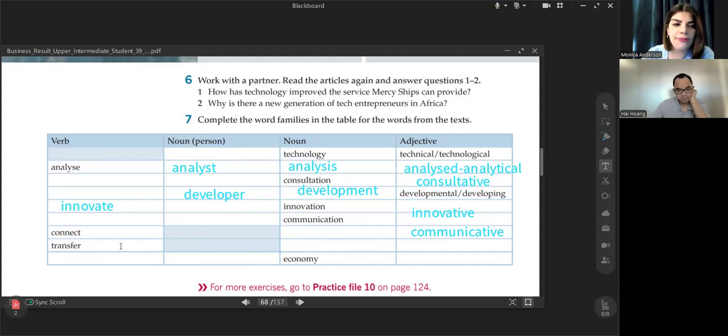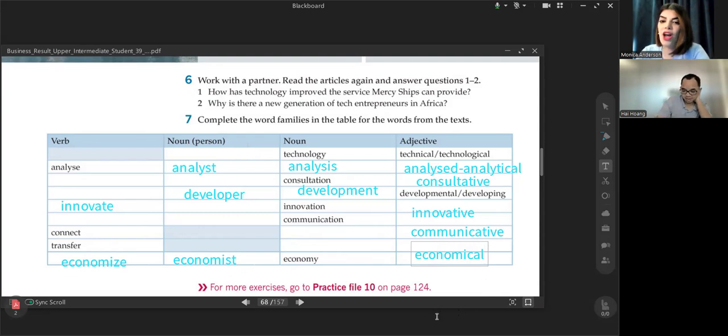The next one: economy. The verb is economize. The person who studies economy is an economist, of course. And the adjective is economical, as in economical situation, conditions.